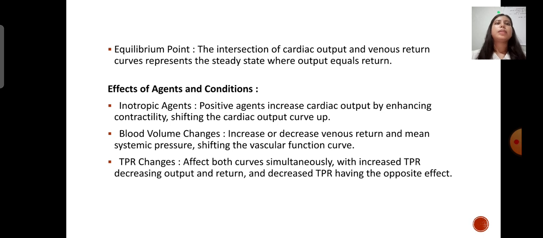The equilibrium point is the intersection of the cardiac output and venous return curves, representing the steady state where the output equals return. The effects of agents and conditions: positive inotropic agents increase the cardiac output by enhancing the contractility, shifting the cardiac output curve upward, and blood volume changes increase or decrease venous return and mean systemic pressure, shifting the vascular function curve. TPR changes affect both the curves simultaneously, with increased TPR decreasing output and return, and decreasing TPR having the opposite effect.